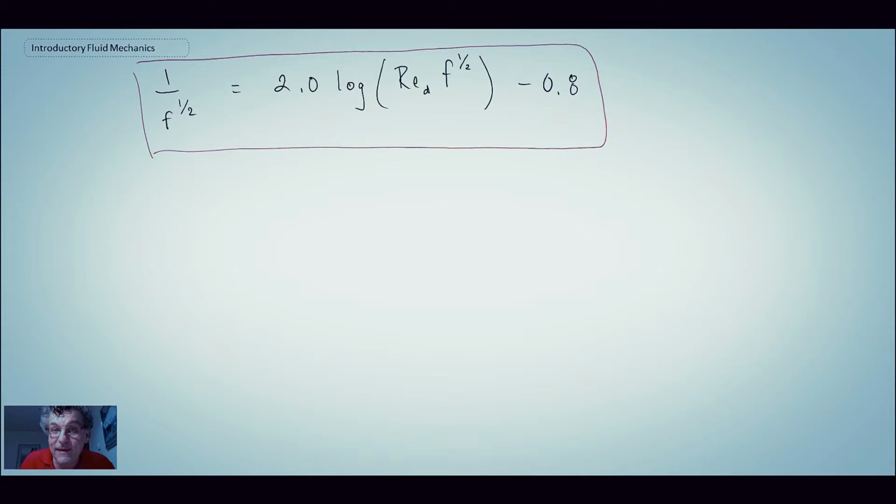It is a transcendental equation, meaning that in order to solve it you have to iterate because the friction factor appears on both sides. There was one other contribution that needed to be added, however, and that had to deal with the fact that not all pipes were smooth. Some pipes are rough, and consequently we needed to take into account the pipe roughness effects. That's what we're now going to do. It's a bit of an adjustment to this equation.